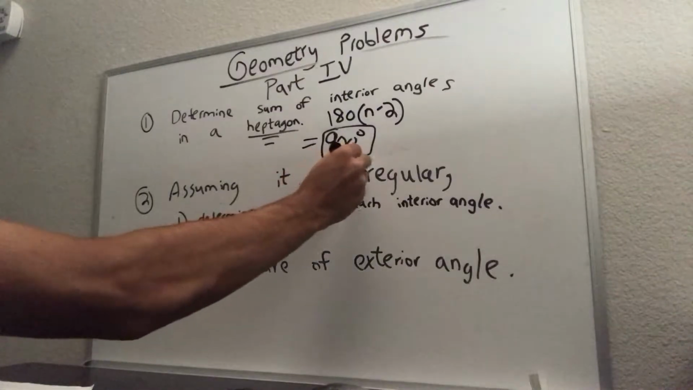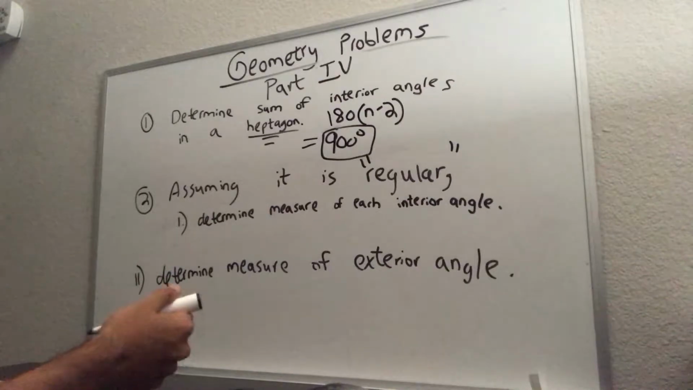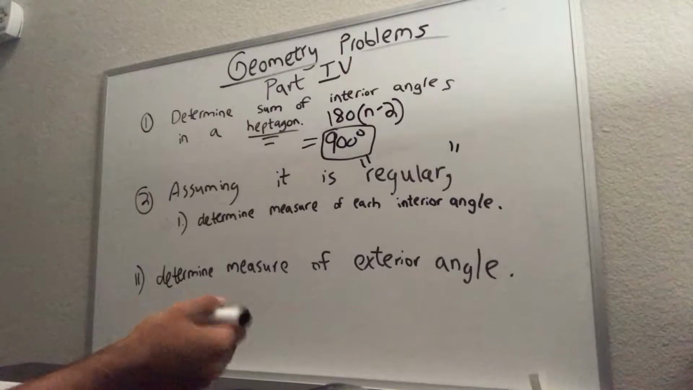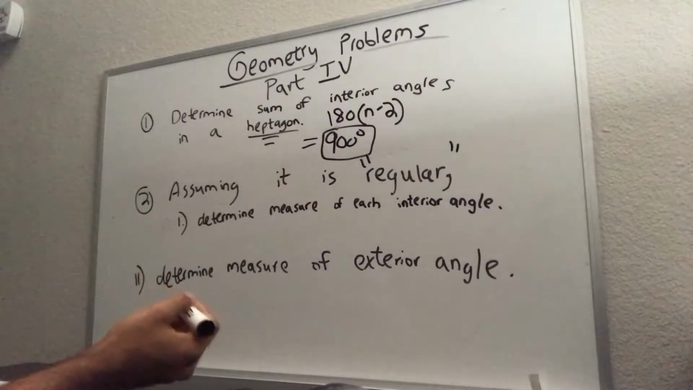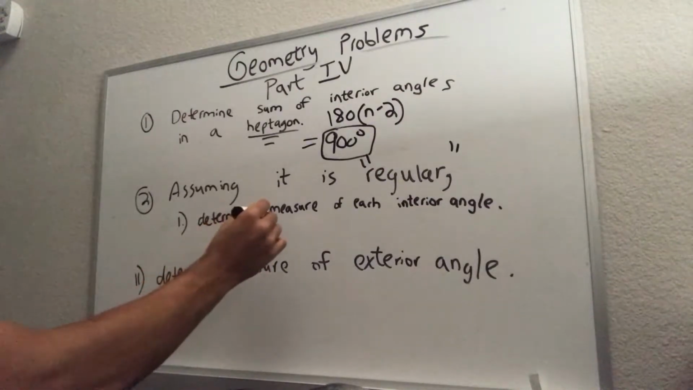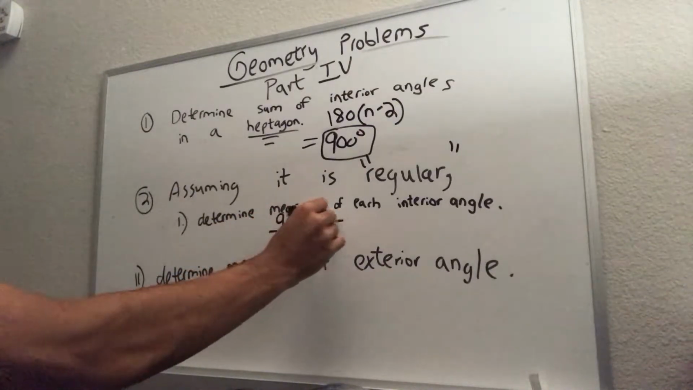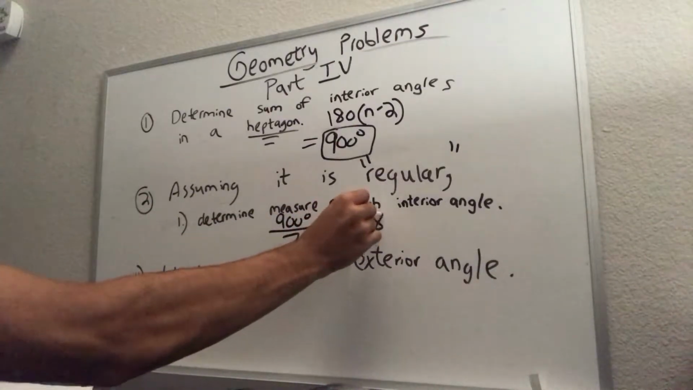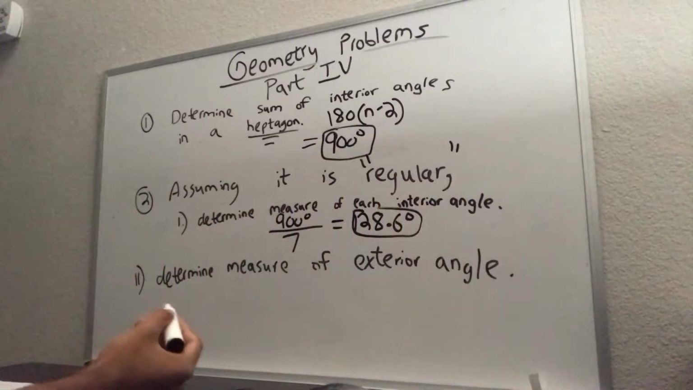And what does this term exactly mean, regular? In geometry, regular exactly means that the polygon has sides that are of equal length and angles that are all congruent in measure. Therefore, if we know that the sum of the interior angles in a heptagon is 900 degrees, then the measure of each interior angle must be 900 degrees divided by 7. And so we round this value and we realize that this is 128.6 degrees. So that gives us the measure of each interior angle.